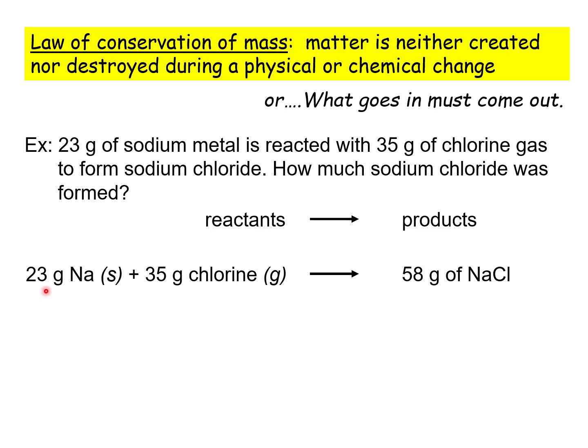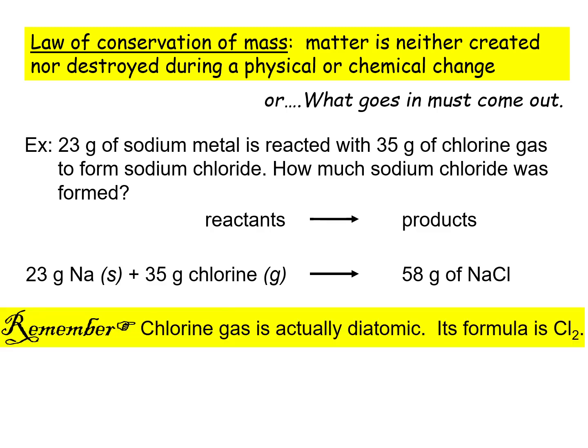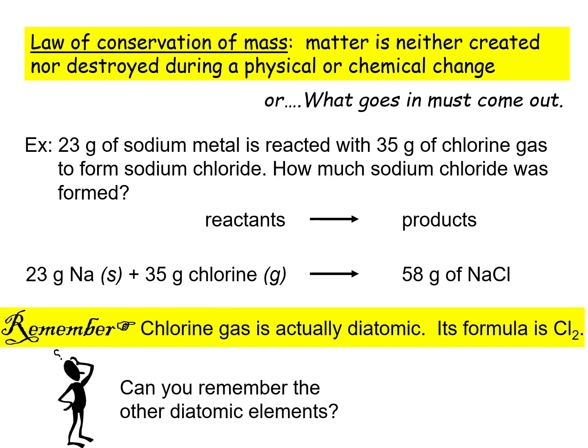If you notice, I have used the symbols for sodium and for sodium chloride. But chlorine currently is still just written out in words as it was before. And that is because chlorine is diatomic. And so the first thing I want you to do is think about the other diatomic elements. I always call them the Magnificent Seven.